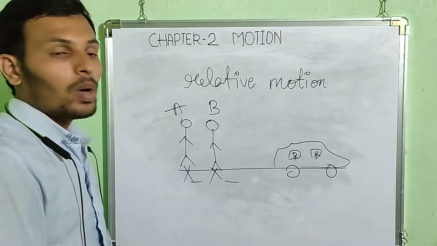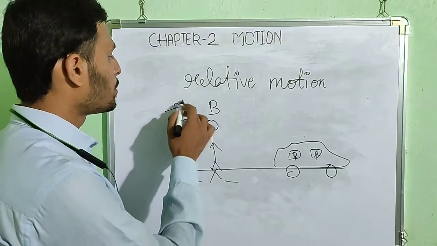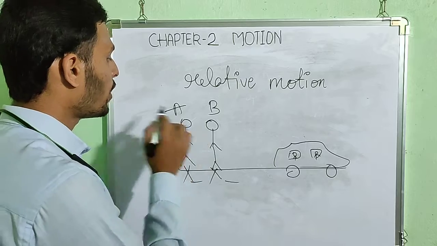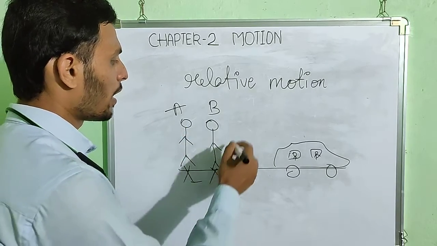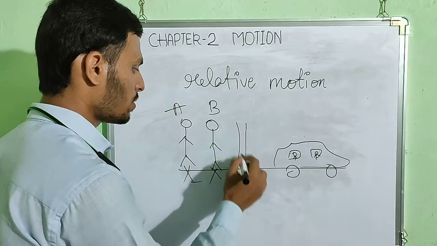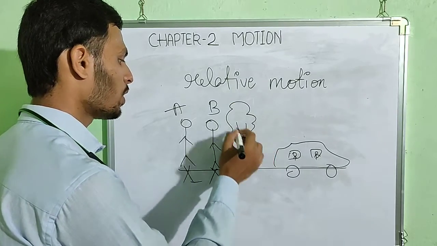Now let us see, my observer would be A. According to him, he is standing and not changing his position with respect to some object. Let us consider a tree.